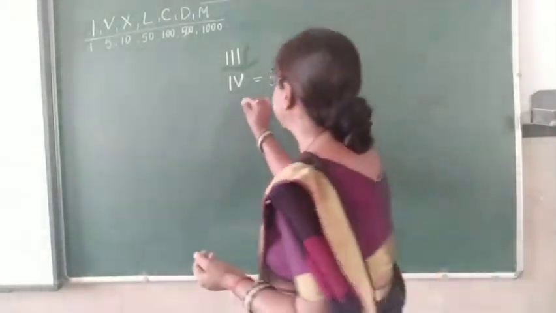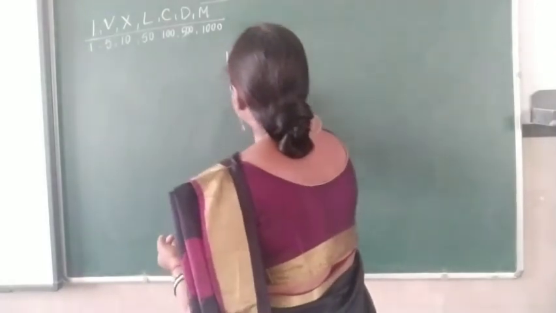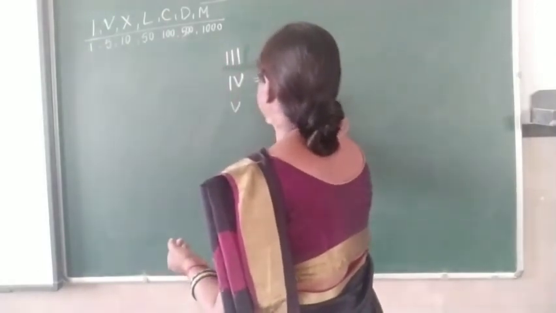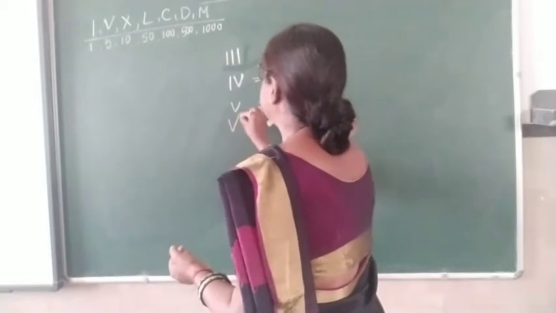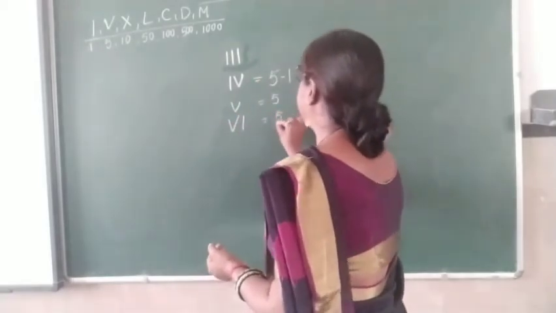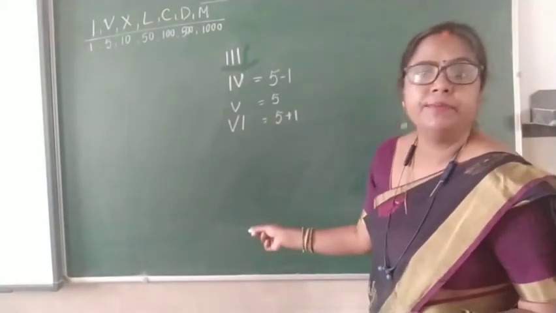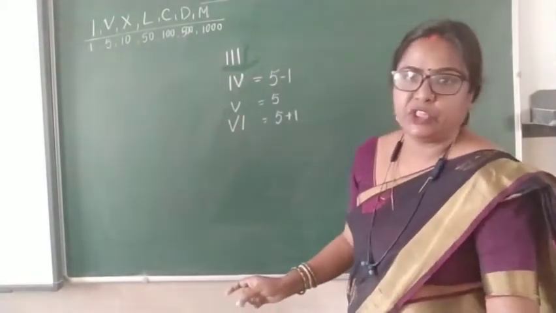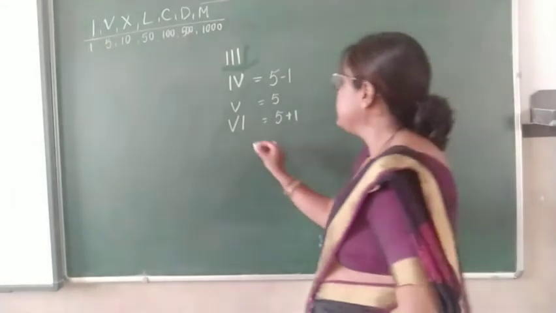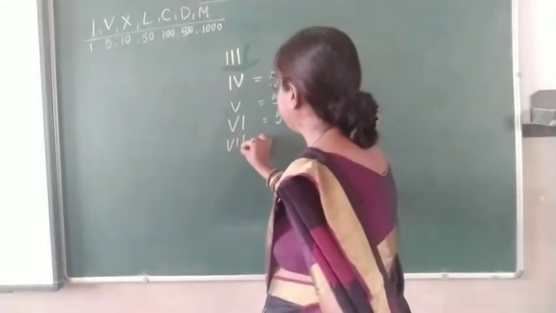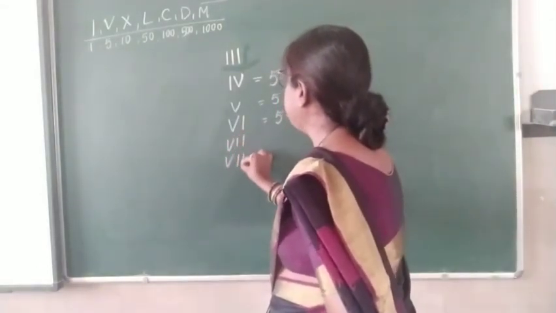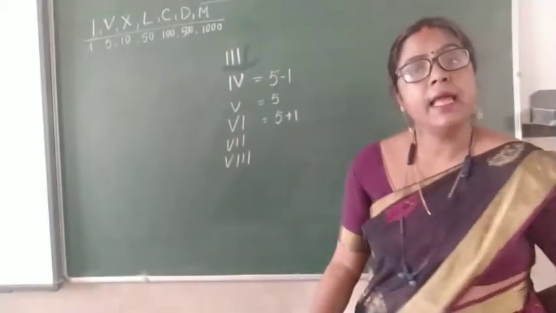The next number is 5, and I already have the symbol for 5. Now 6 is VI, 5 plus 1. So when the smaller symbol is written after the bigger symbol, it is addition. Okay. Then again 6, 7, 8.